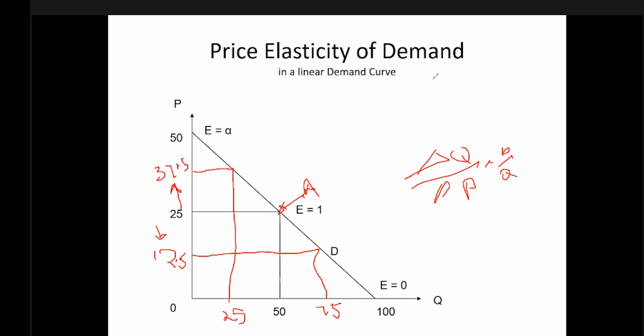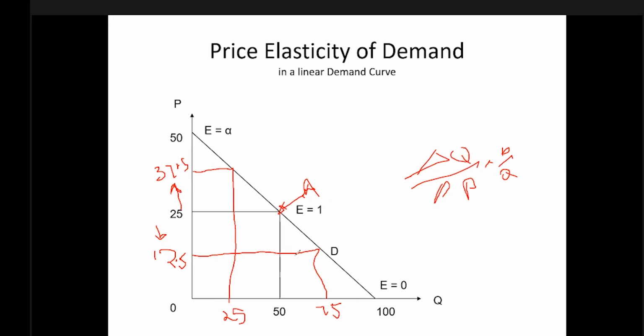Yes, it is 1. Simply, delta Q will be, if you are moving from 25 to 37, 12.5. Sorry, delta Q will be 25. 25 divided by 12.5, multiplied by 25 divided by 50. Simple calculation. So you will be getting 1. So it says it is unitary. That is true. At that point, it is unitary.